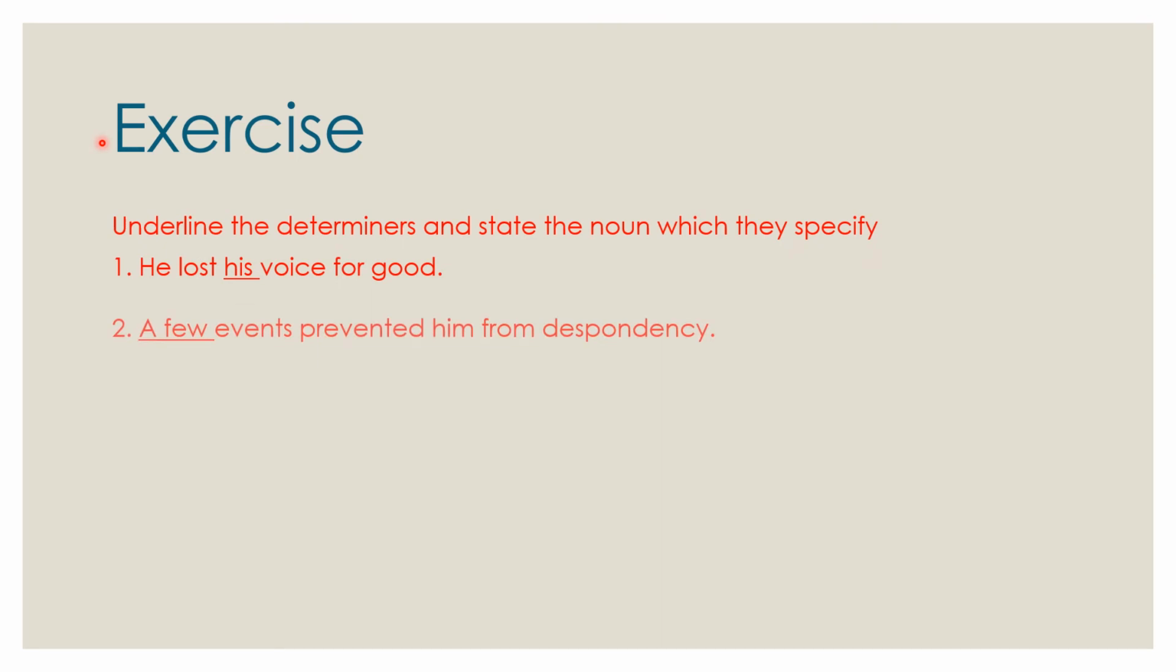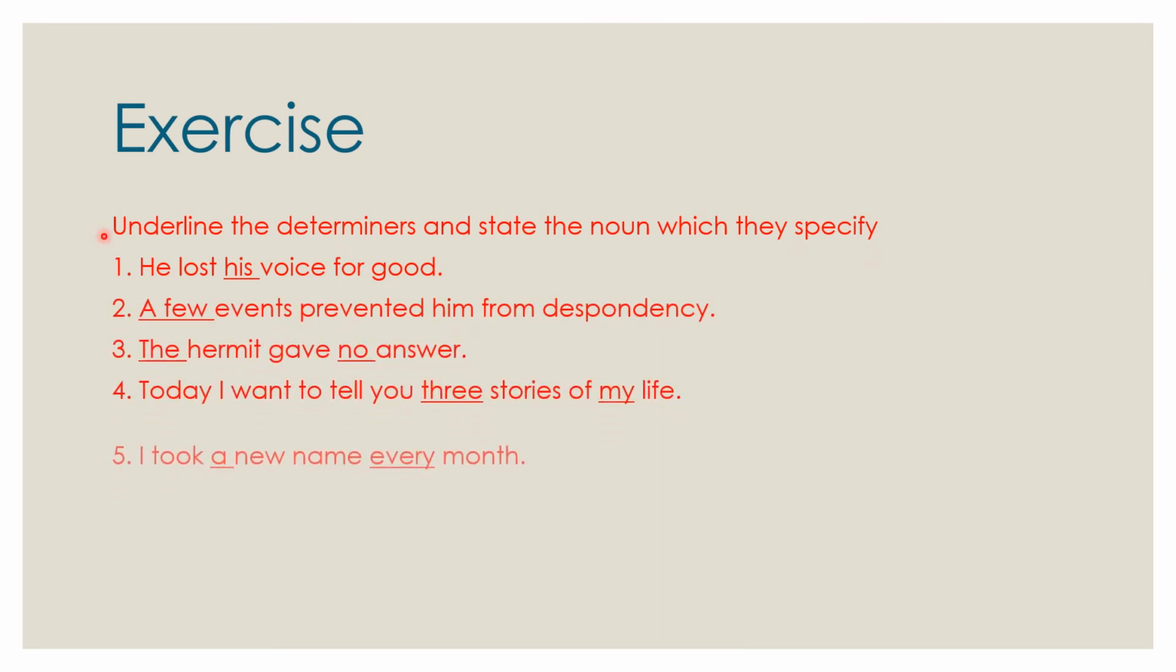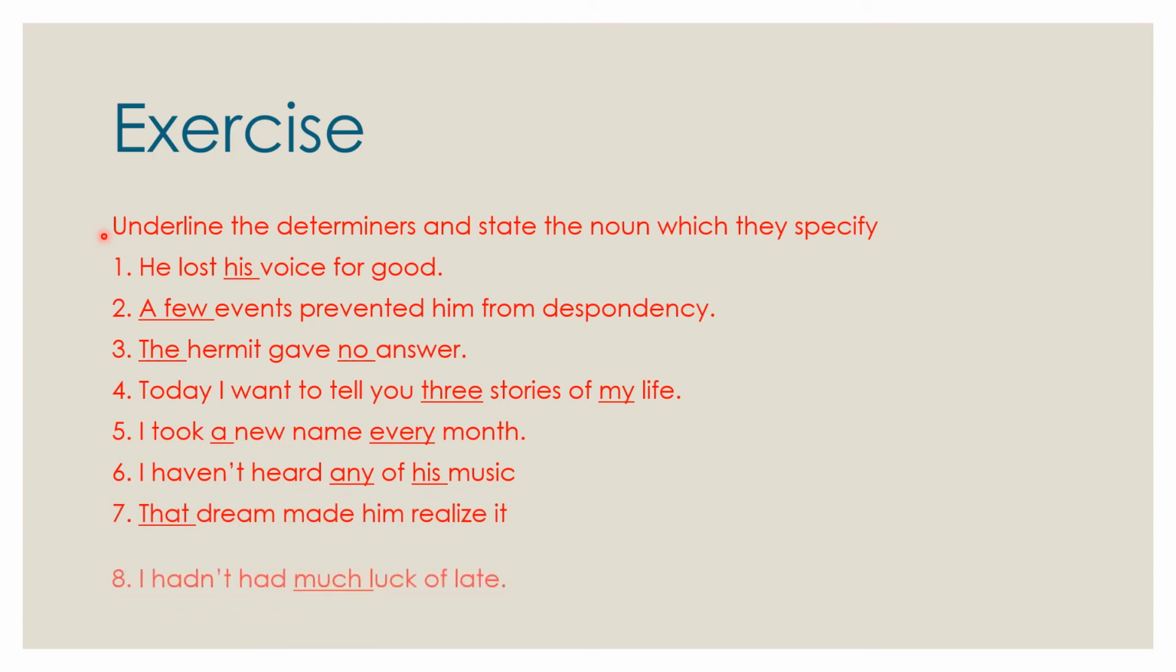Let's do the following exercise. Underline the determiners and state the noun which they specify. Children, we know that determiners are words which precede nouns. They are called determiners because they affect or determine the meaning of the noun. We learnt about a list of important determiners: articles, demonstratives, possessives, and some other determiners. Let's do the following exercise. The first example, he lost his voice for good. So the determiner is his, the noun which it specifies is voice.